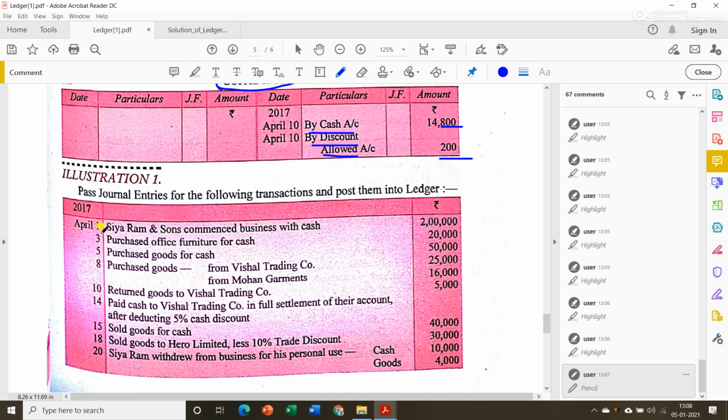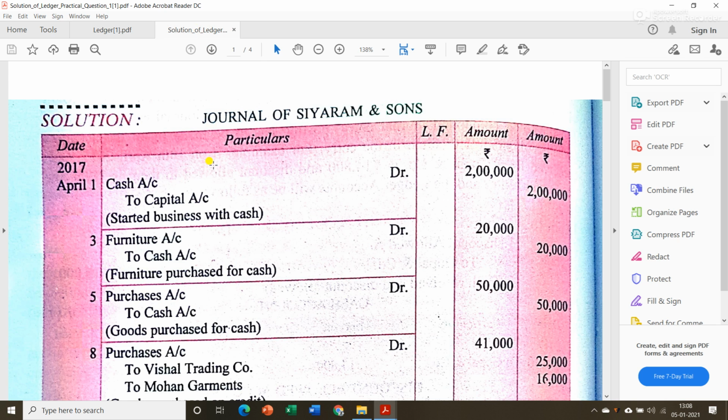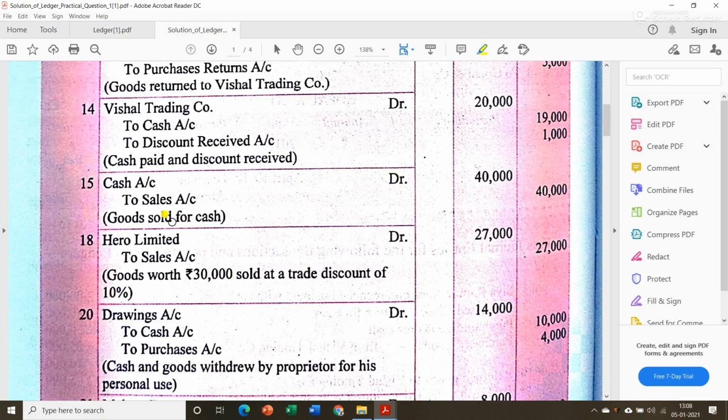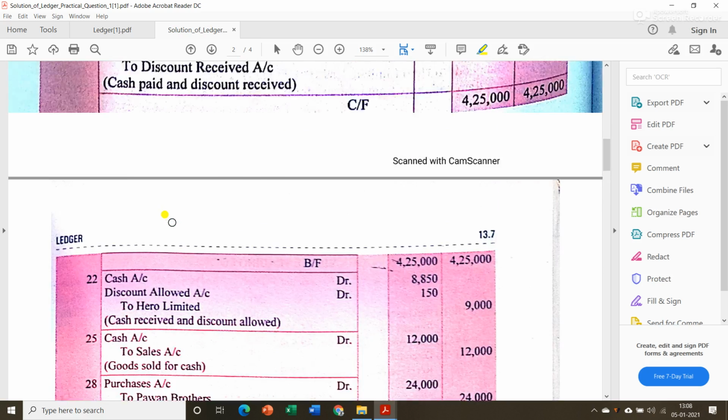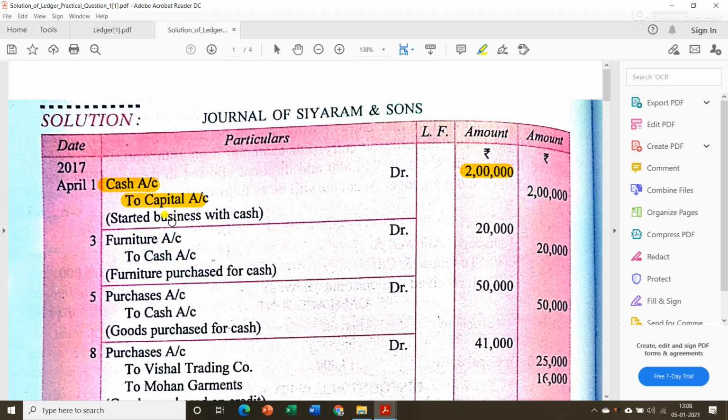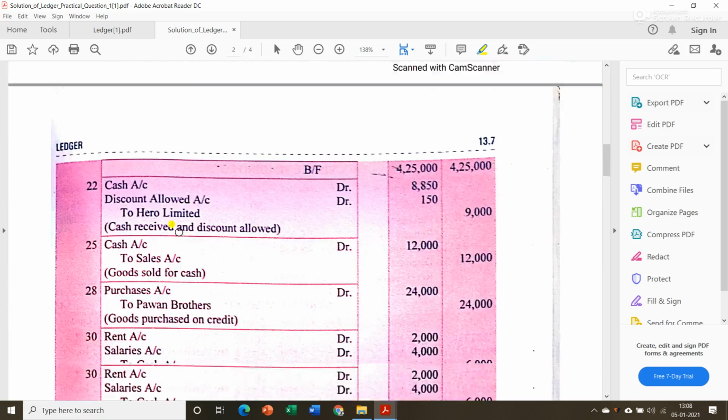Now on April 1st 2017, CRM and Sons commenced business with cash rupees 2 lakh. So first what we will do is that we will pass journal entry cash account debit to capital account rupees 2 lakh. Okay, then see, the first account that we have in our journal entry is cash account.